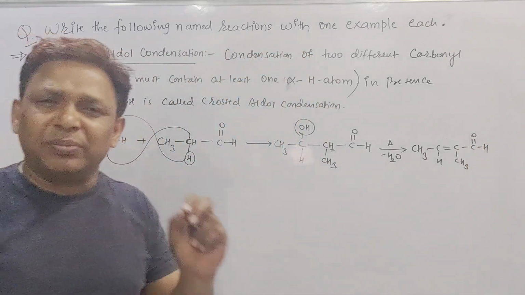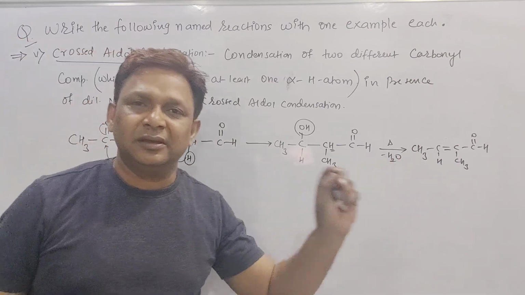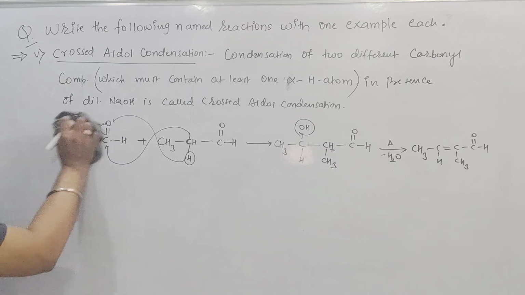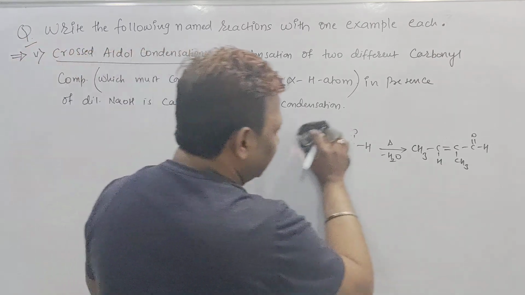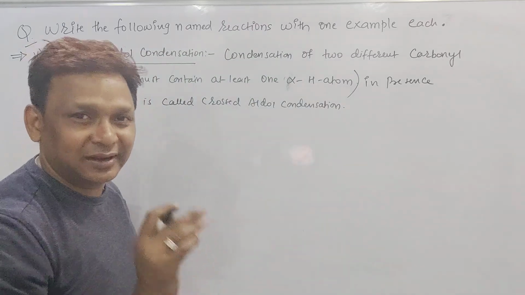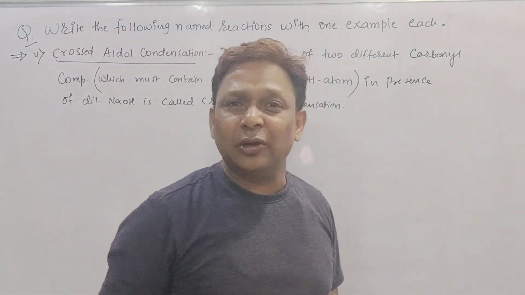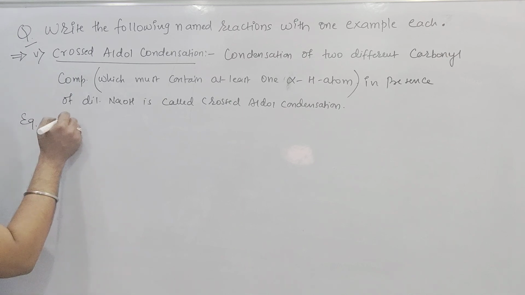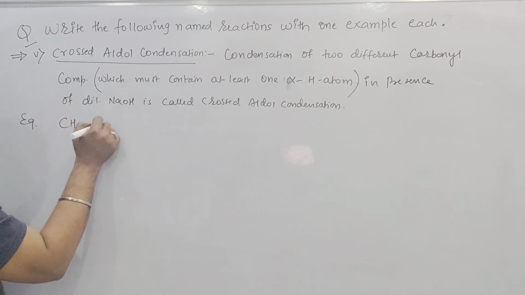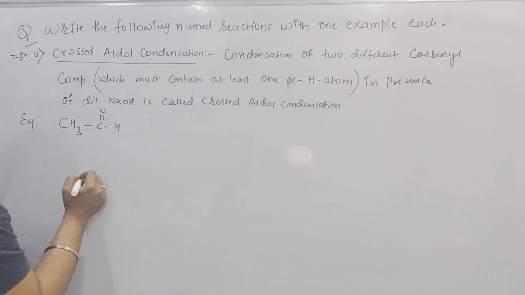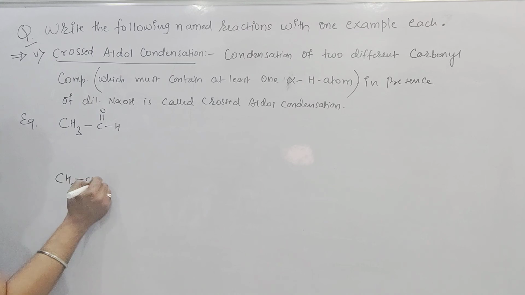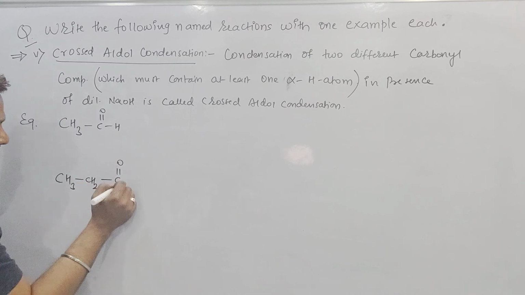I'll tell you one simple method, instead of doing all these things. All of you listen very carefully. Whatever I wrote is given in the book, but I know it is very difficult to remember. For crossed aldol, I am going to take this example: CH3, C double bond OH, plus one more, CH3, CH2, C double bond OH.